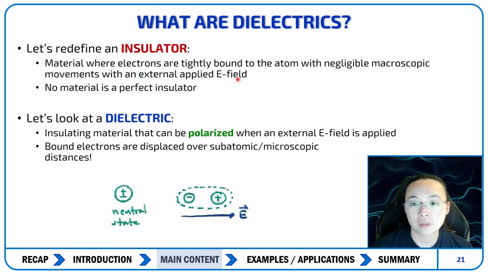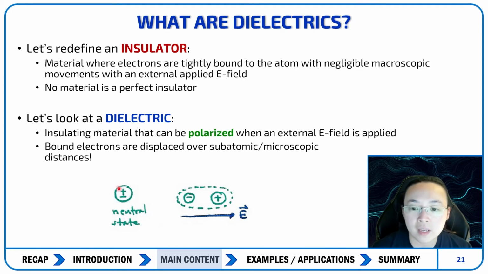So let's first start off. What is a dielectric? We're going to redefine an insulator as a material where the electrons are tightly bound to the atom with negligible macroscopic movements. No material is a perfect insulator. So if you have an applied electric field, sometimes there will be localized changes within the charge distribution. So in that case, we look at dielectrics, and a dielectric is an insulating material that can be polarized when an electric field is applied.